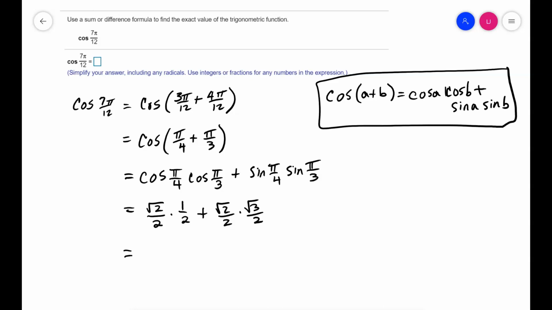So multiplying our first two, we get the square root of 2 over 4, plus our last two gives us the square root of 6 over 4. And because they have the same denominator, we could just write that as the square root of 2 plus the square root of 6 over 4 as our answer.